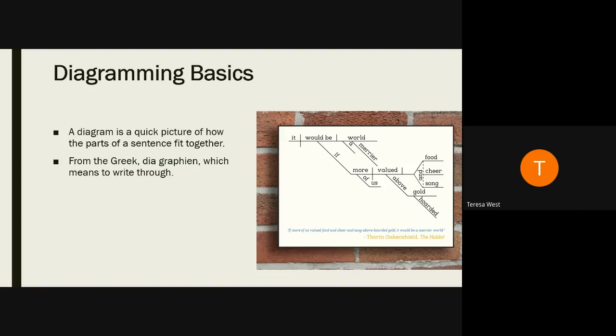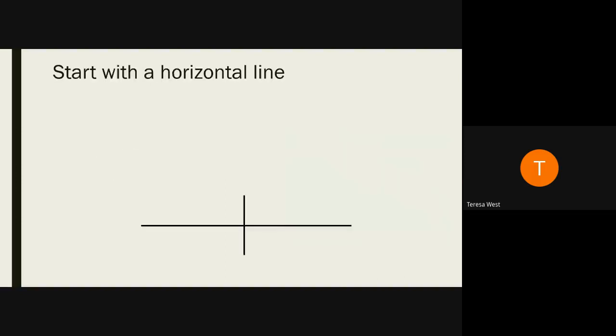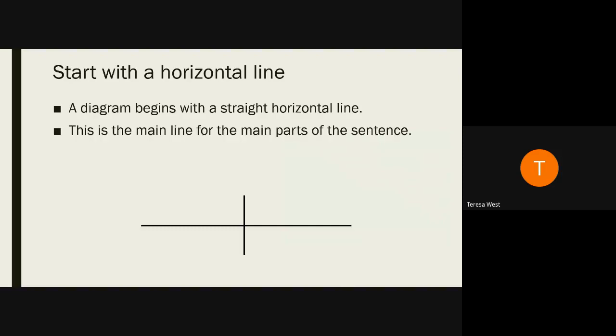As you can see in the picture, it just breaks apart the different ways that the words are working. This is a really advanced example, but I wanted to start with something beautiful, so don't freak out, just enjoy looking at it. So let's go ahead and go through the diagramming basics. What you always do first is start with a horizontal line. A diagram begins with a straight horizontal line. This is the main line for the main parts of the sentence.